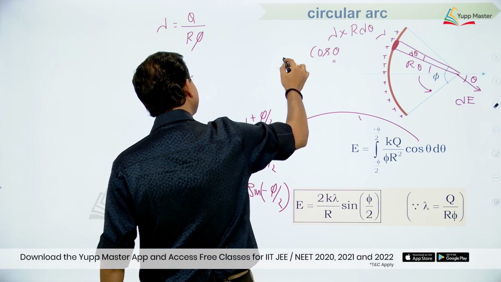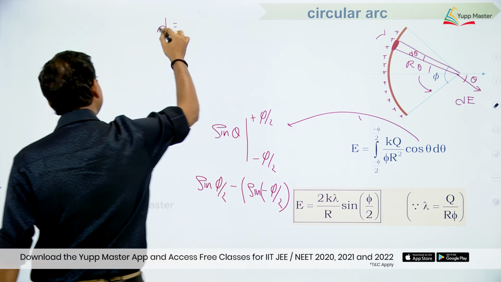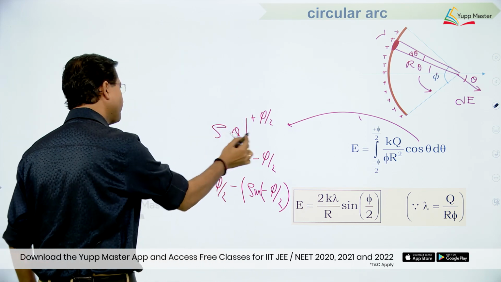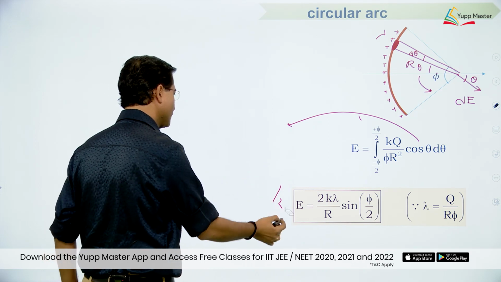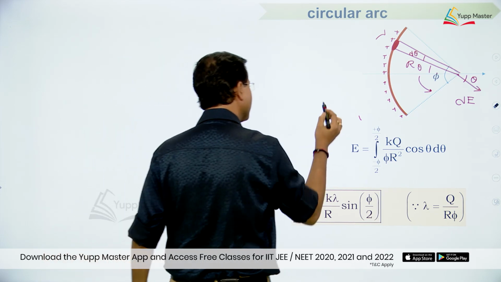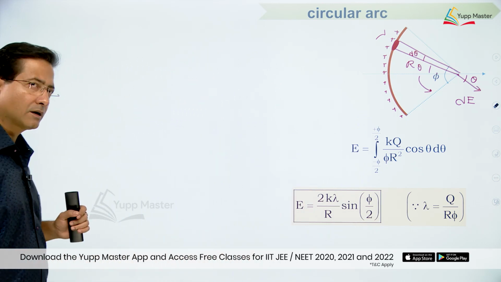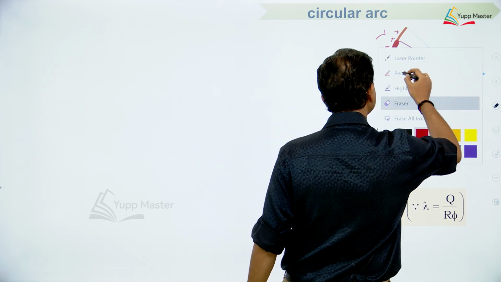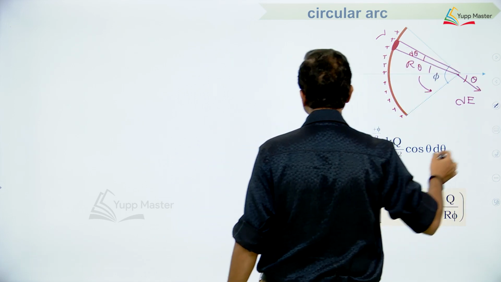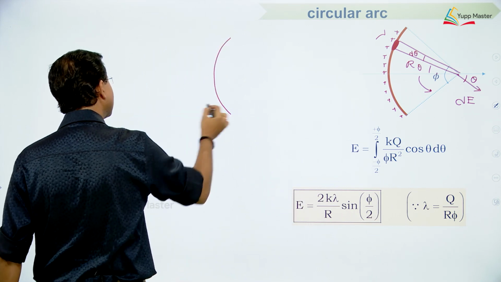So we are using the same logic to get the field due to various types of distribution. I hope you are understanding the procedure. Now look at this point. Say I have taken an arc.